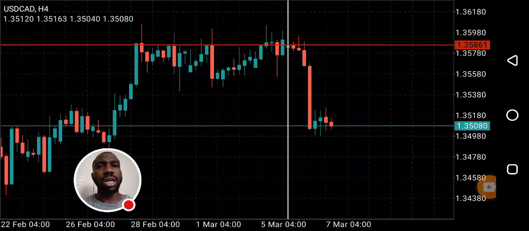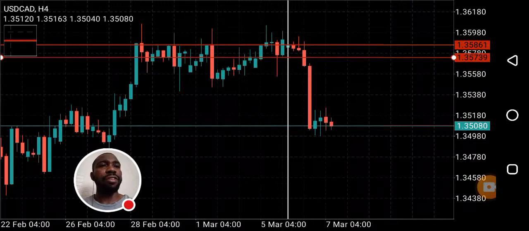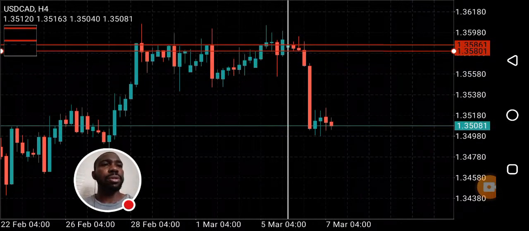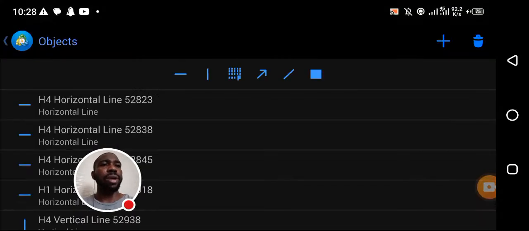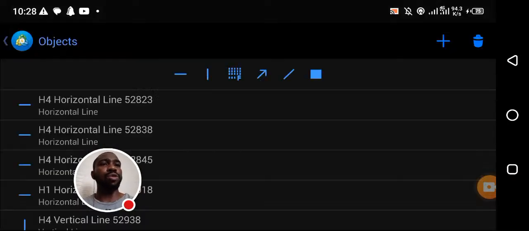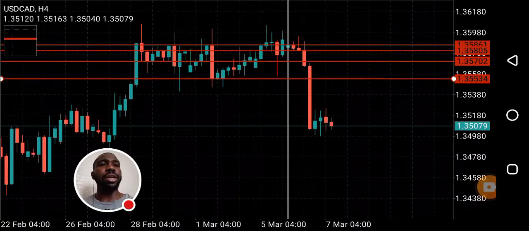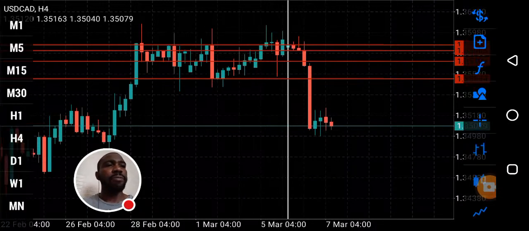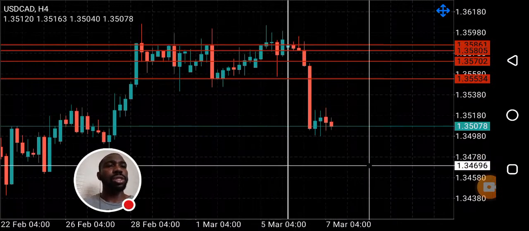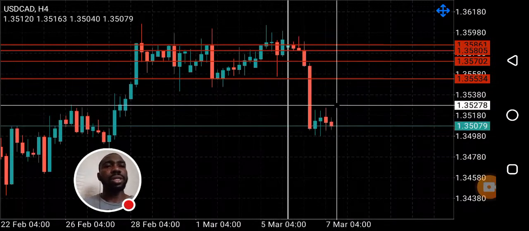So if you want to sell USD CAD, this is what I advise. Wait for price to pull back. We have a fair value gap here on the 4 hour. Wait for price to fill this gap, or wait for price to pull back to this support which has become a resistance. These are the areas you should consider selling. If price pulls back to this support turned resistance, you could sell from that point. But selling from this point is very risky.